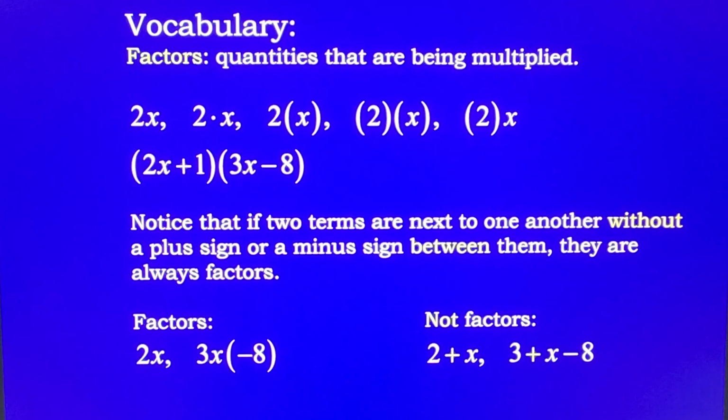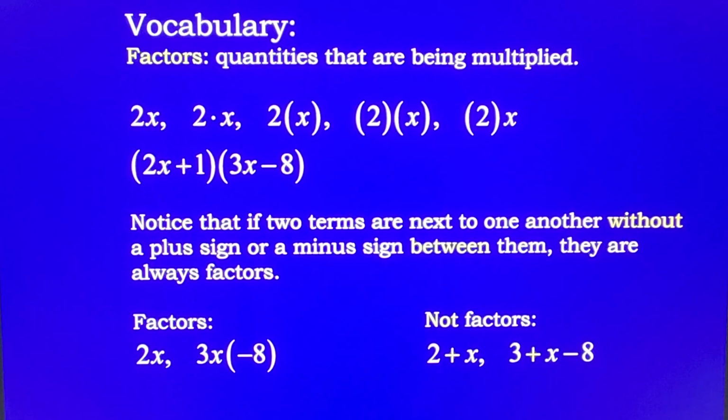That means that the first quantity, 2x plus 1, is multiplied by the second quantity, 3x minus 8. 2x plus 1 is one factor, and 3x minus 8 is another factor. You will notice that if two terms are next to one another without a plus or minus sign between them, they are called factors, always.